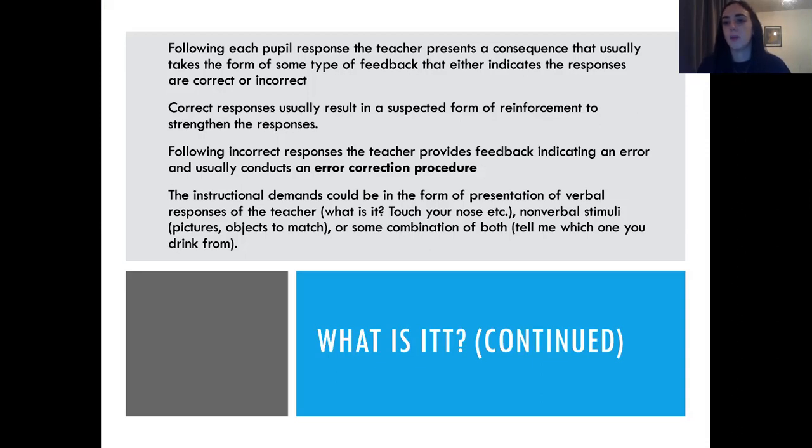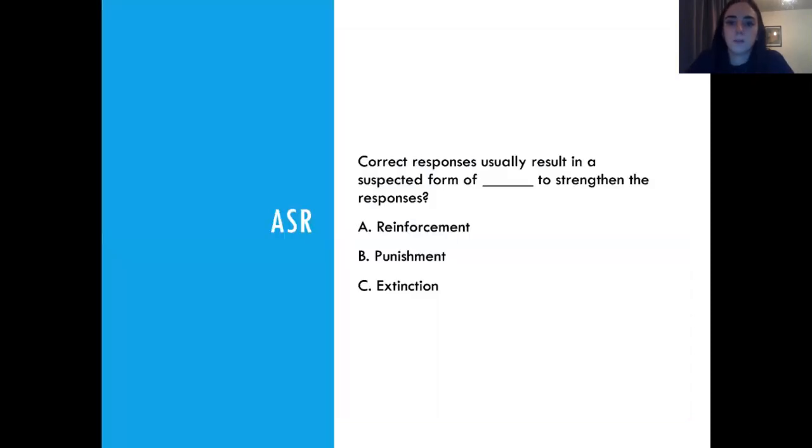For example, you have a field of cards on the table, one of which is a picture of a cup, and your instruction to the pupil is, tell me the one that you drink from, and they select the cup. So it might be a combination of both verbal responses and non-verbal stimuli.